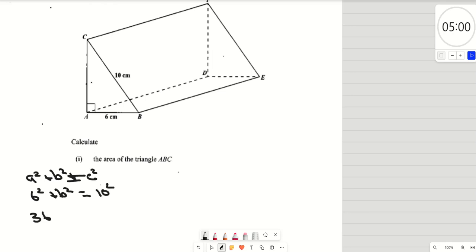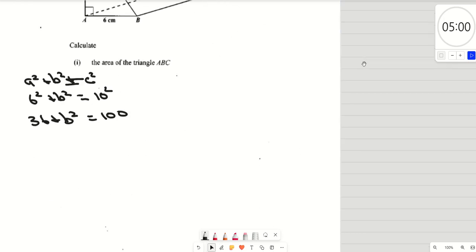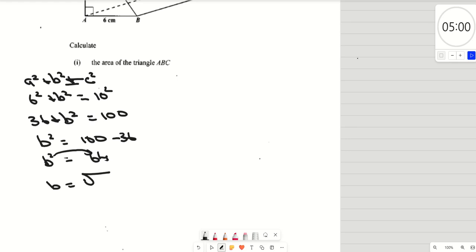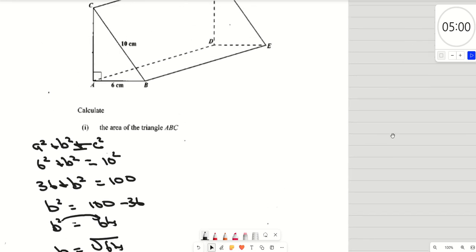So that's 36 plus b squared is equal to 100. So b squared is equal to 100, carry across 36 to minus 36. So b squared is equal to 64. But we want b, so you carry across the squared sign, b is equal to the square root of 64. So b is equal to 8. So now we can find the area.